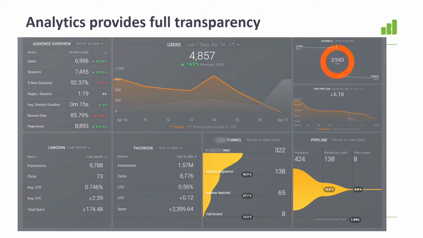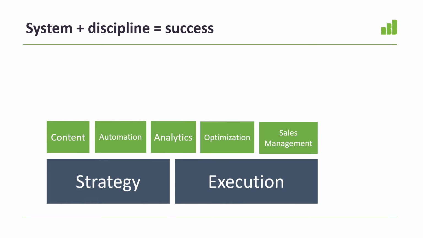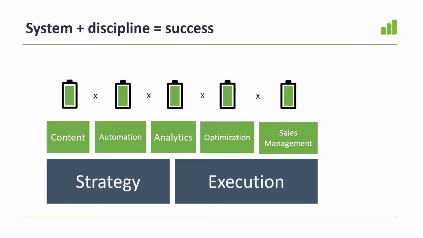Yes, absolutely. Now let's talk a bit about what is really required for your campaigns to be successful. This can be summarized in a very simple sentence: success equals system plus discipline. We already talked quite a lot about the system, about strategy, about content, about automation. We just covered analytics. Let's discuss things related to optimization and sales management.